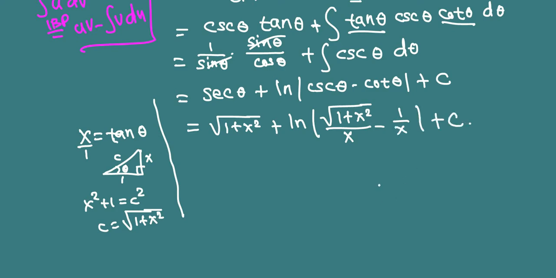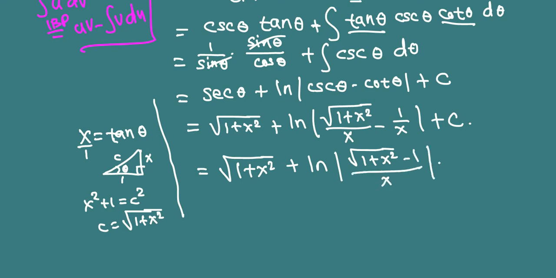Finally, you can combine these two terms. So we have root 1 plus x squared plus natural log of the absolute value of root 1 plus x squared minus 1 over x, plus c. Now this is the final answer.